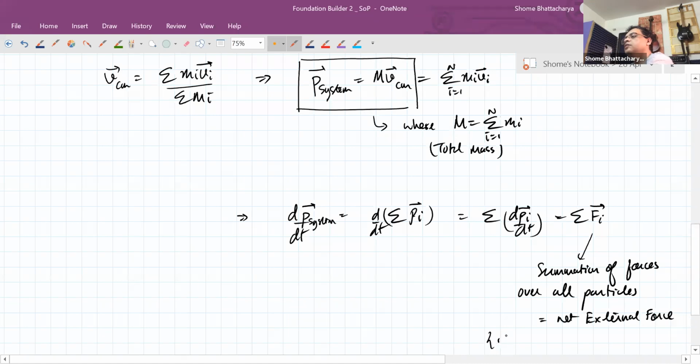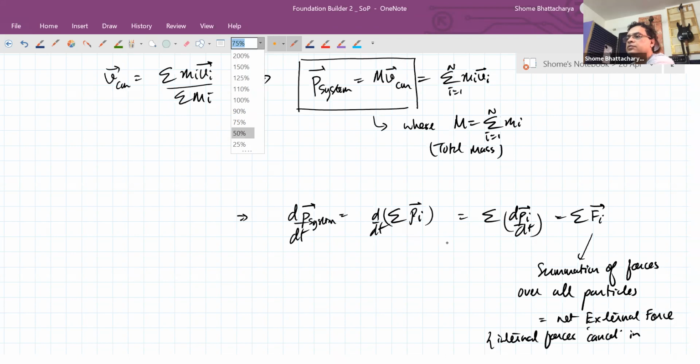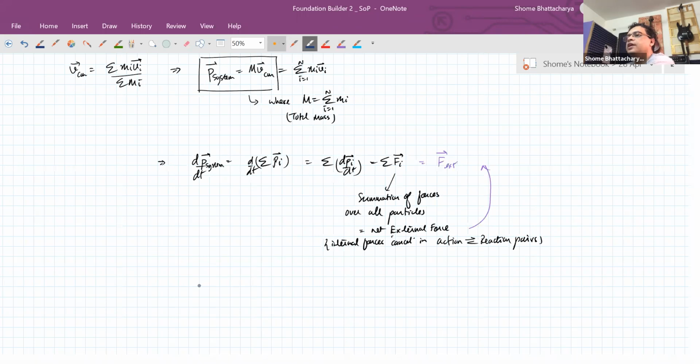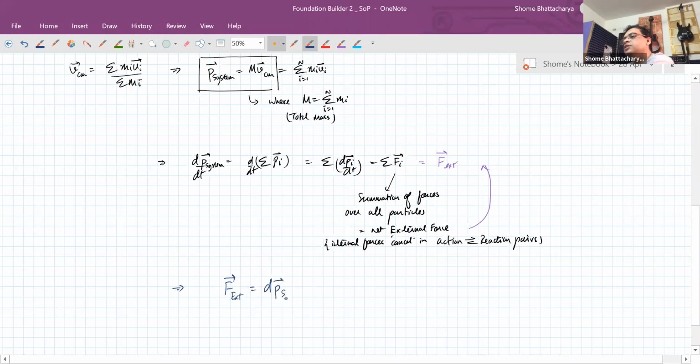Because internal forces cancel in action-reaction pairs. So that was a very critical concept that we had seen. So internal forces cancel in action-reaction pairs. So this term therefore becomes equal to the net external force. So we have the equation that the net external force acting on a system equals the rate of change of its linear momentum.